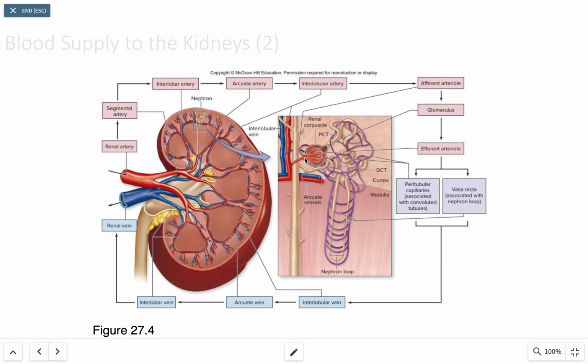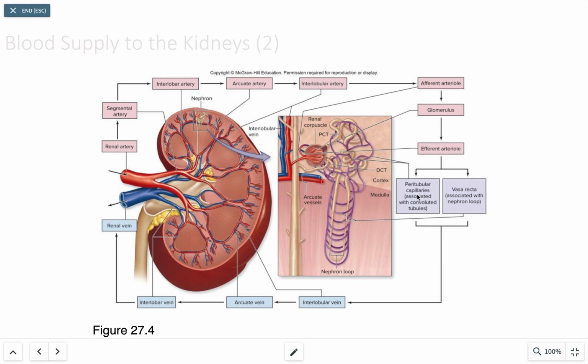And then once the blood has been filtered, with plasma and ions being pulled out, the remaining blood is going to leave the glomerulus and enter back through the efferent arteriole, and it's going to then go back into circulation. So when we see the efferent arteriole, we're going to see two different types of capillary networks responsible for exchanging gas and nutrients.